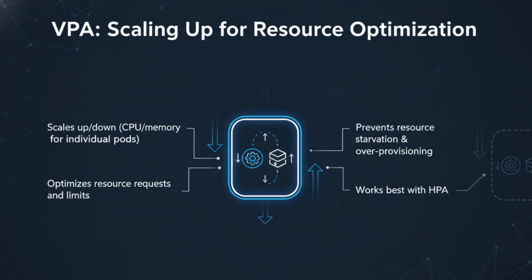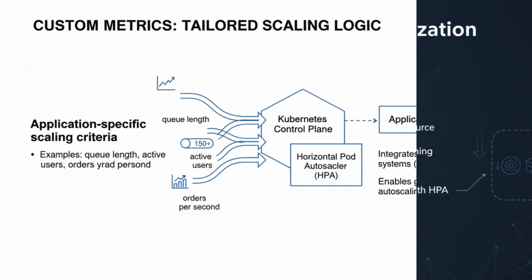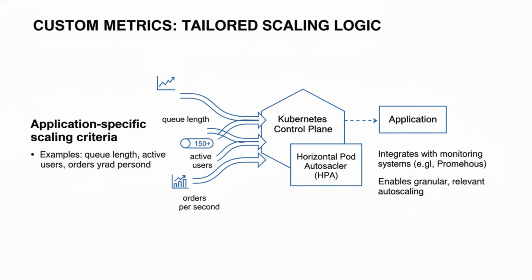This is crucial for applications with varying internal resource demands or to reclaim wasted resources. Imagine giving a single car a bigger engine when it needs more power, rather than adding more cars. VPA works best when combined with HPA, as it handles the right sizing of individual instances, complementing HPA's right number strategy. While HPA often uses CPU and memory, many applications have unique performance indicators.